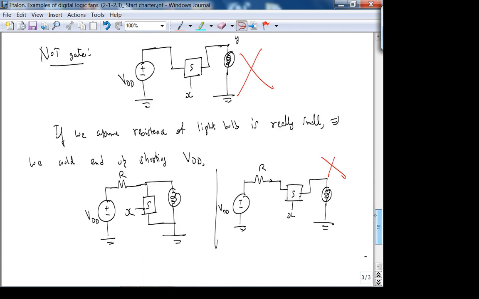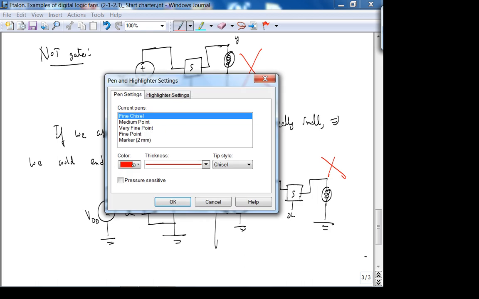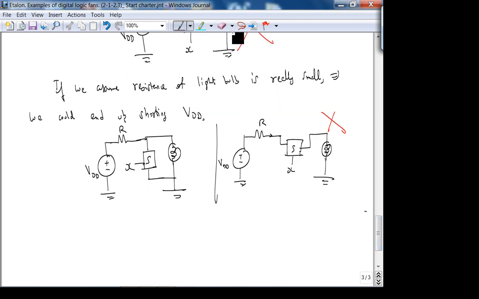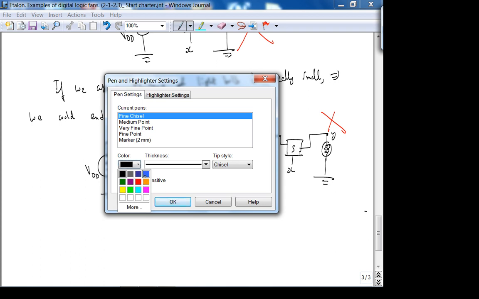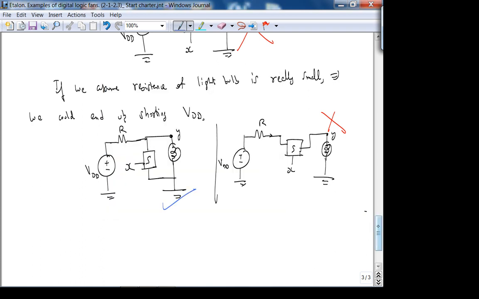And let's go to this one. First of all, let's see if this one works. When X is 0, switch is open, correct? What do you want the output to be? 1, right? So the light bulb lights up with negligible drop across this resistor, right? You should get VDD, okay? When X is 1, the switch is closed, right? There's 0 volts across the light bulb. So if you again define this as my output, there. So this looks good, okay? Don't want to use green, it's too light.